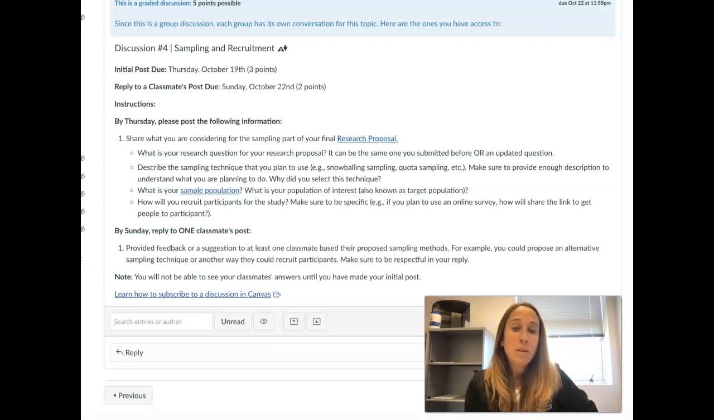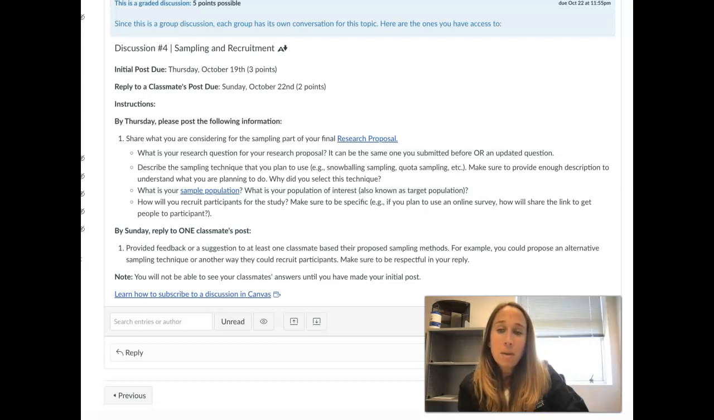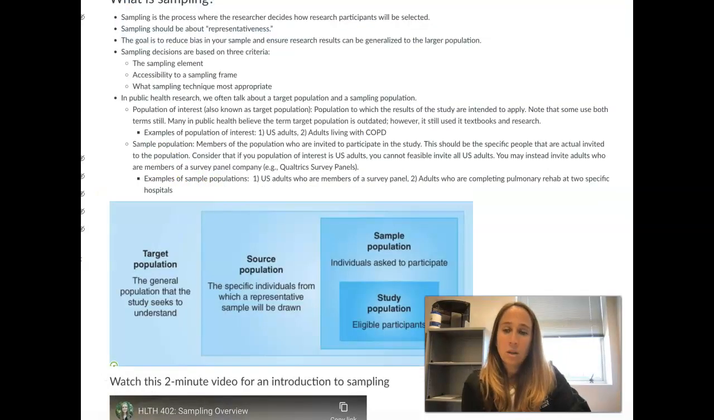I also want you to think about and tell me what your sample population is, and also what your population of interest is, known as your target population. If you're still unclear about what the difference is between those, you can click on this link here. That will help describe the difference. So if I click that link, it'll take me to this diagram, which I think is really helpful.